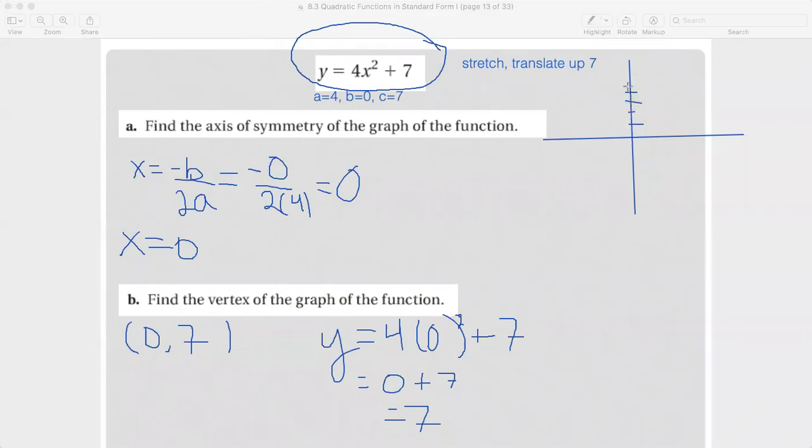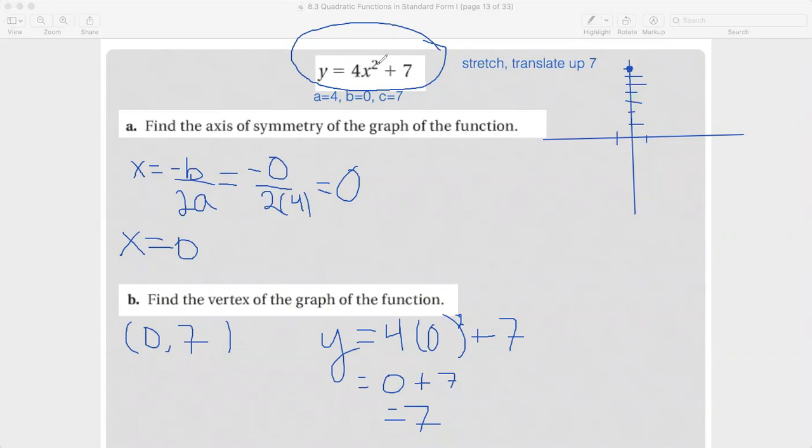1, 2, 3, 4, 5, 6, 7. So what's going to happen here is you have a parabola. You have your vertex at (0, 7). So you know that. We were doing that before even doing this equation. So your vertex is (0, 7). We know it's facing up. And then we just plotted a point to the right and to the left.